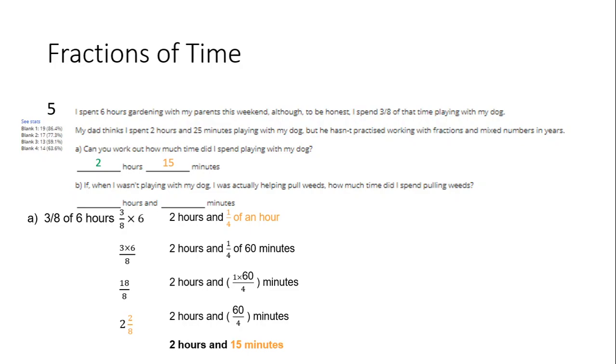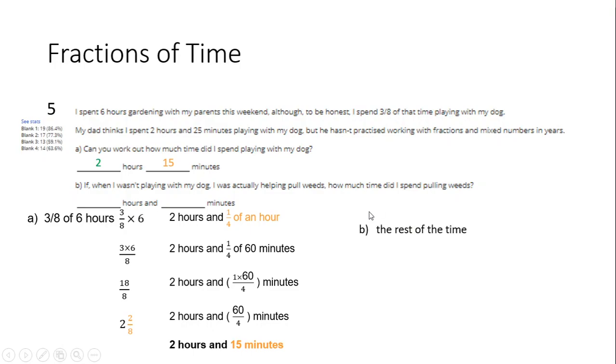Okay, on to part B. If you got part A wrong, you will probably have part B wrong as well. Because the easiest way to work out part B: if I wasn't playing with my dog, I was actually helping pull weeds. How much time did I spend pulling weeds? I would have spent the rest of the 6 hours pulling weeds. So I would have to do 6 hours minus the time I spent with my dog, and I hope that I've got that time right, is this time I spent pulling weeds.